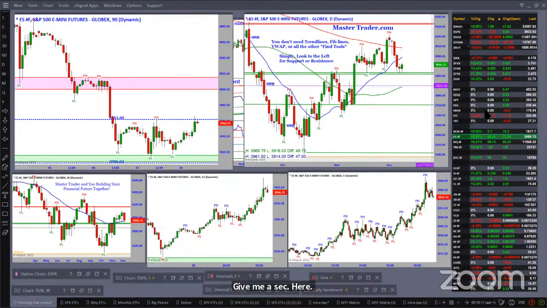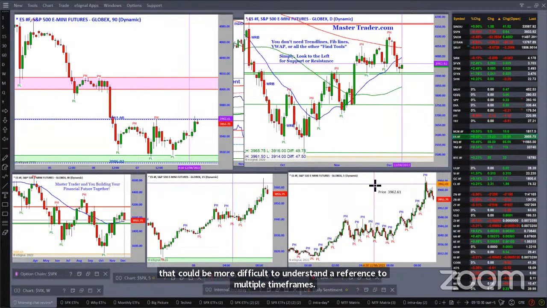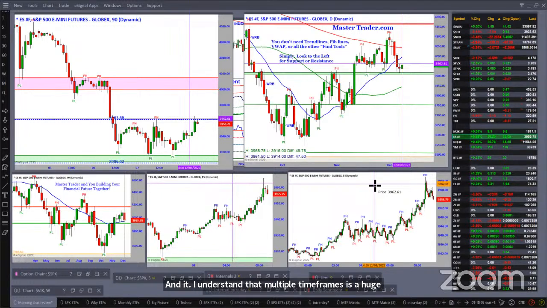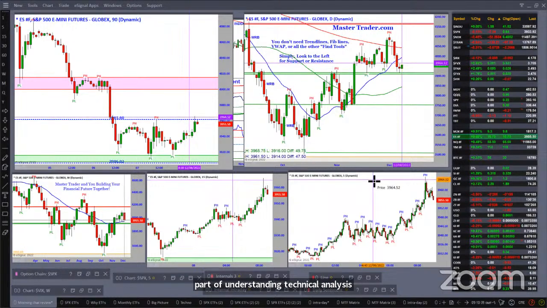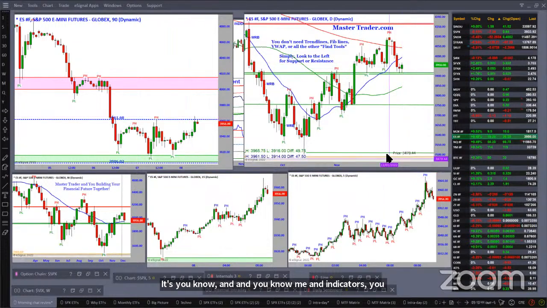Right. So it's being said in the social media that a tradable void is a concept that could be more difficult to understand in reference to multiple timeframes. And I understand that multiple timeframes is a huge part of understanding technical analysis. Put indicators on there, and you're just going to get a brain hemorrhage trying to figure things out rather than the simplicity of the price action.